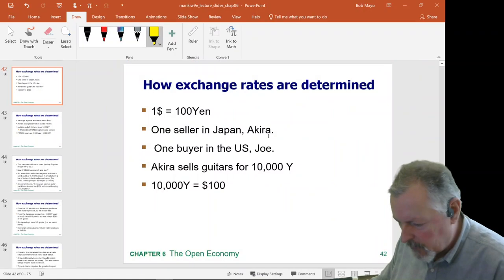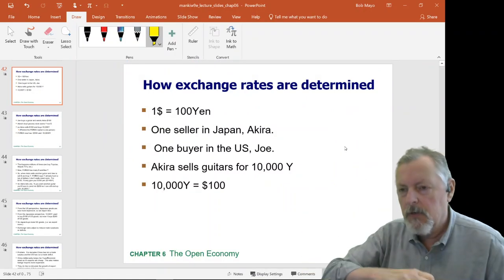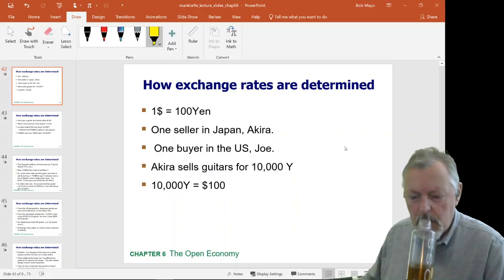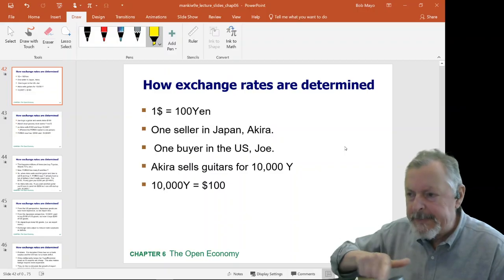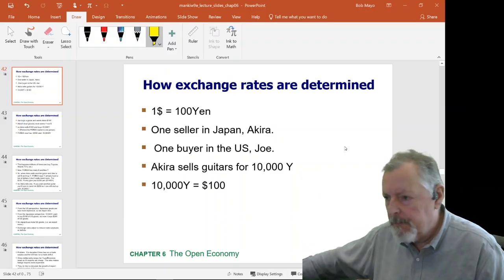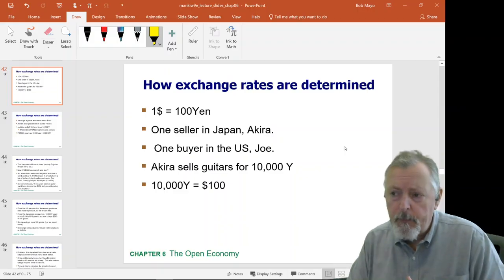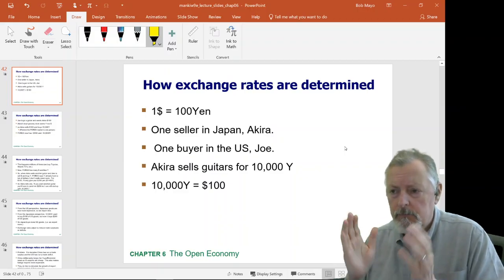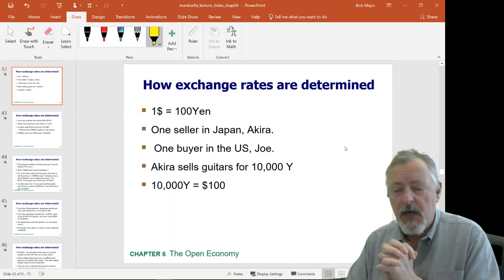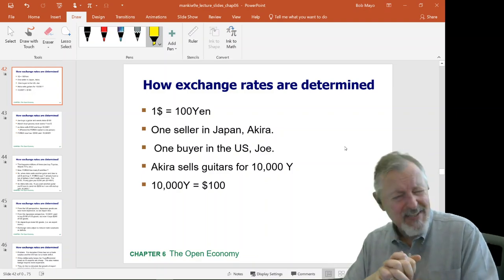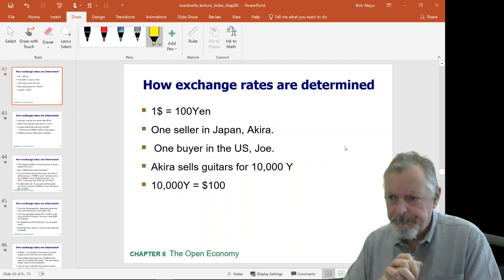Here is the example I was looking for. Let's assume that there are only two countries and there are only two people. There is Akira, who lives in Japan, and Joe, who lives in the US. And starting out this model, the exchange rate is 100 yen to the dollar. I think that's somewhere in the neighborhood of accurate as of 2020.